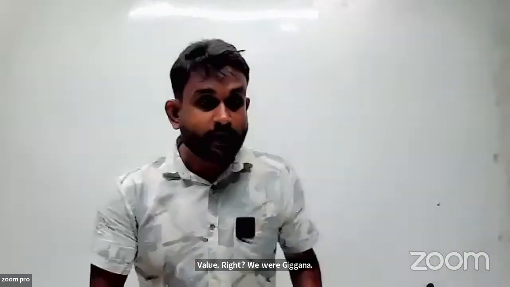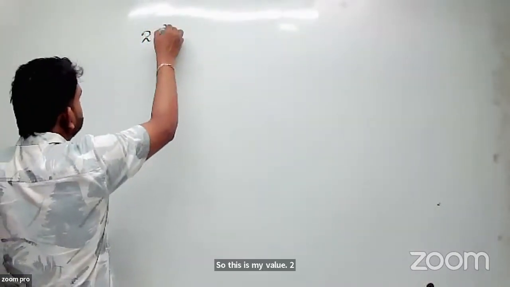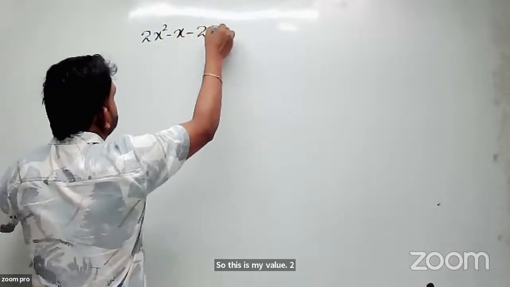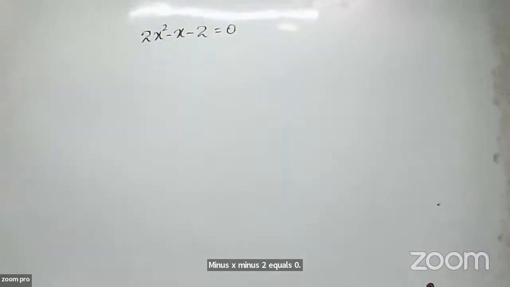So this is my equation: 2x squared minus x minus 2 equals 0. So what is the speciality? Now we have three types of equations in the exam. First one is what?